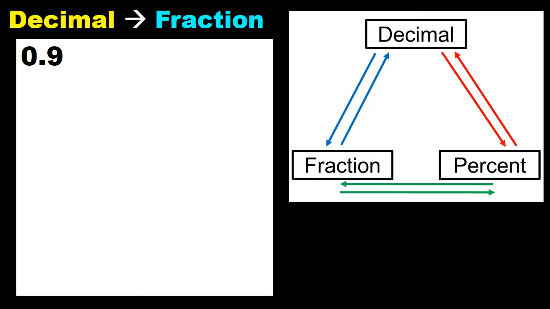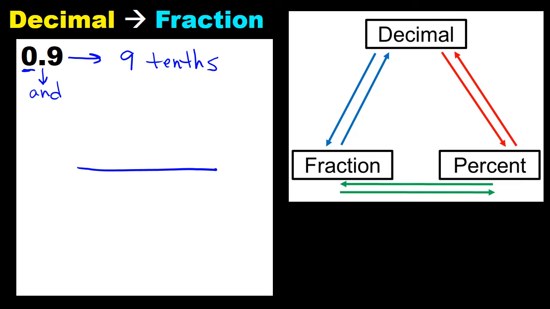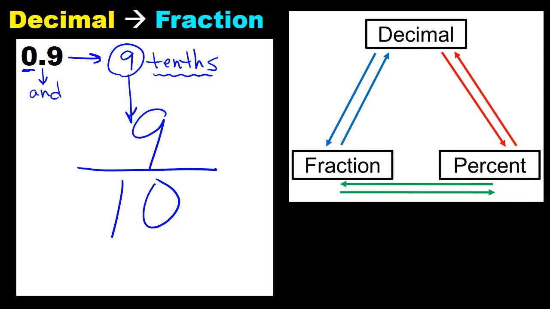So now we're given this example, 0.9. If I read this properly, I'm reading this as 0, this is my whole number. The decimal point is, and then this last part is 9/10. Immediately I'm going to write my denominator as 10 since I read tenths. And my numerator is going to be 9, so I'm going to write that as 9/10.